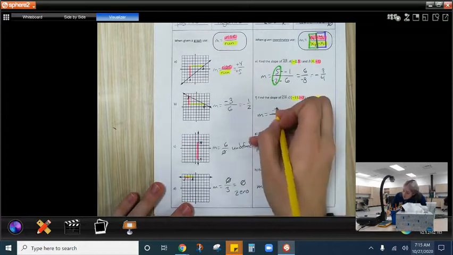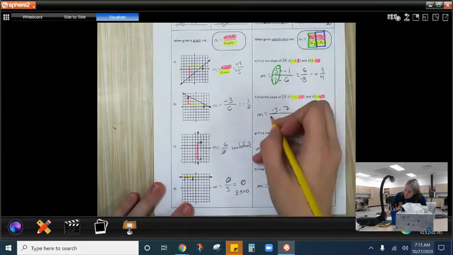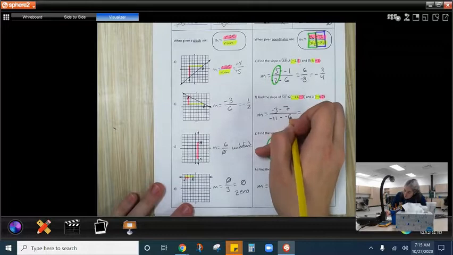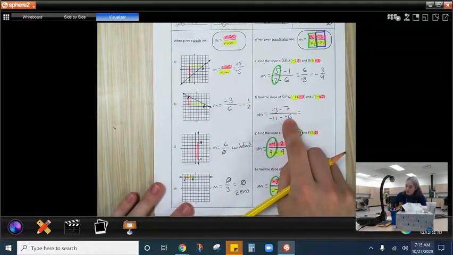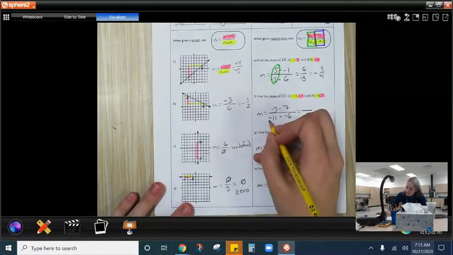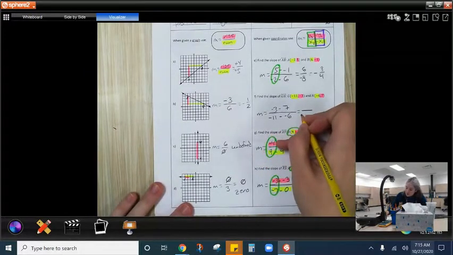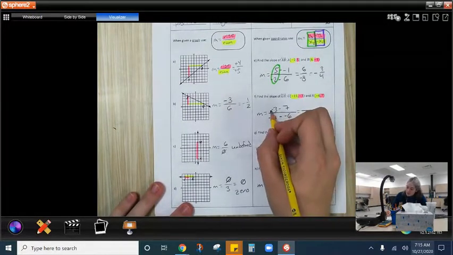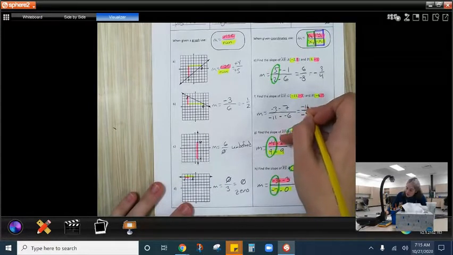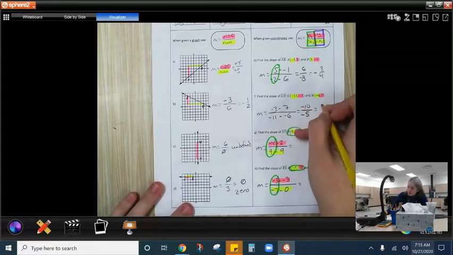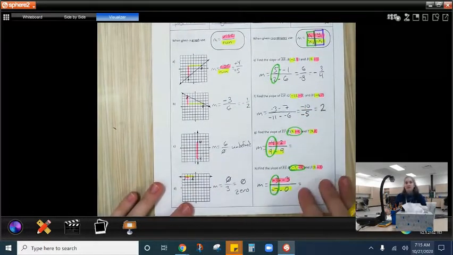For this next one, we have negative 3 minus 7 over negative 11 minus negative 6. This is going to turn into a positive. So our denominator is going to be negative 11 plus 6. So that would be negative 5. And then we've got negative 3 minus 7. So it's going to be negative 10. Negative divided by negative is a positive. So we're going to end up with 2 there.